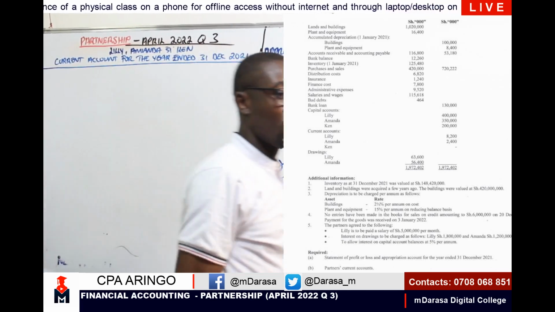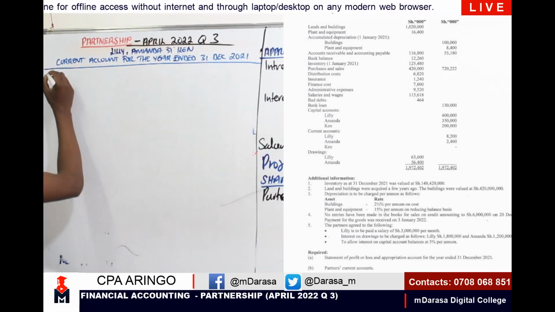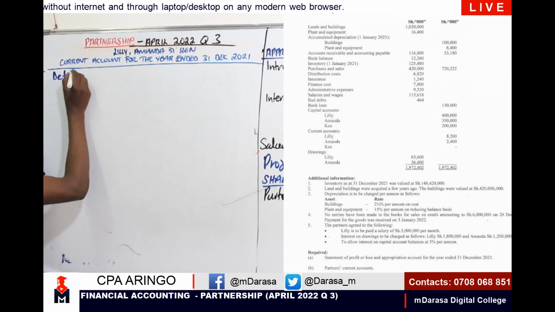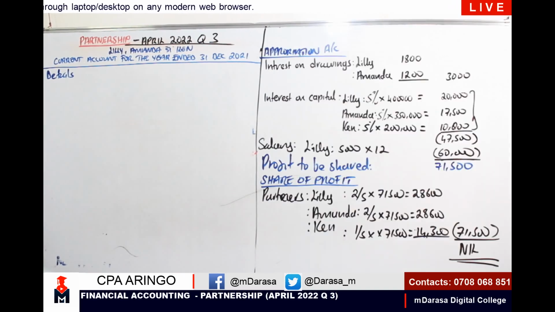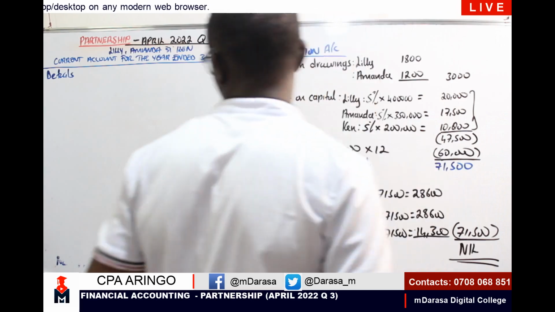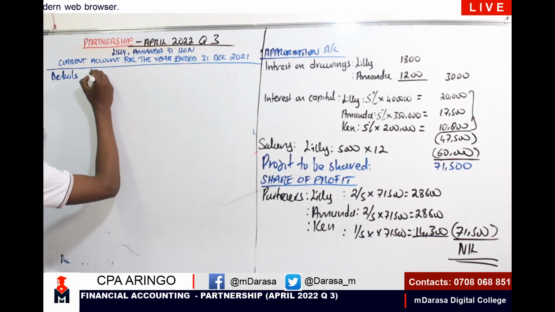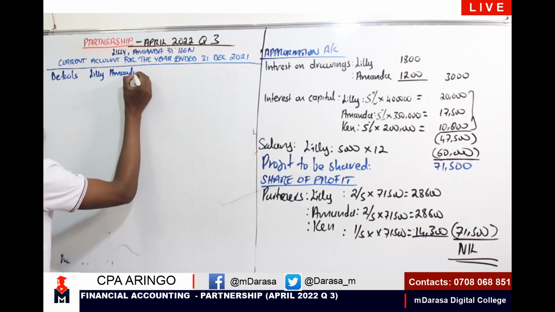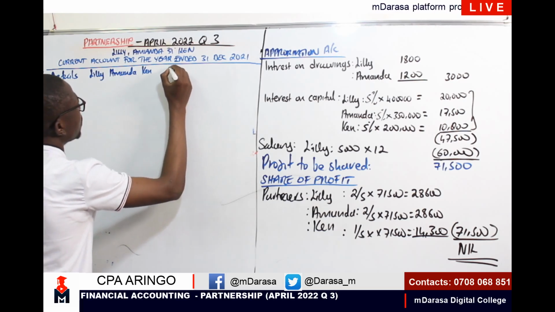Having our current account, we need to prepare it as it's supposed to be prepared. So I'll be having our details here. First of all, let me remove this question because we won't need it now. I'm having our individuals Lily, Amanda, and Ken.